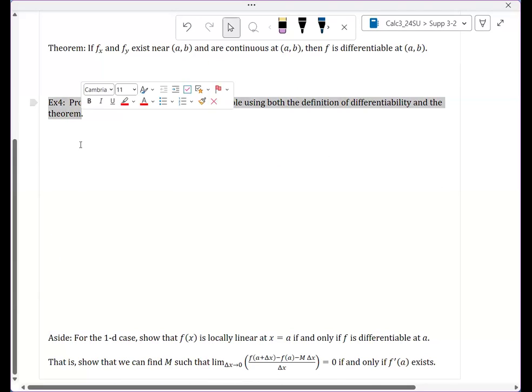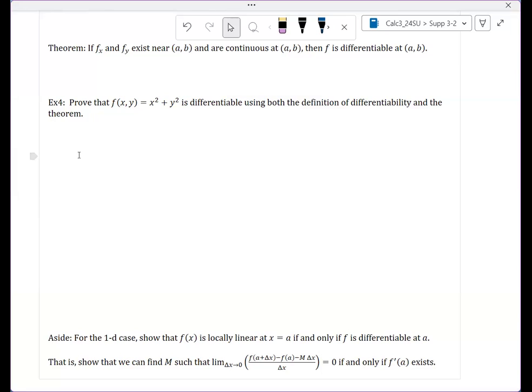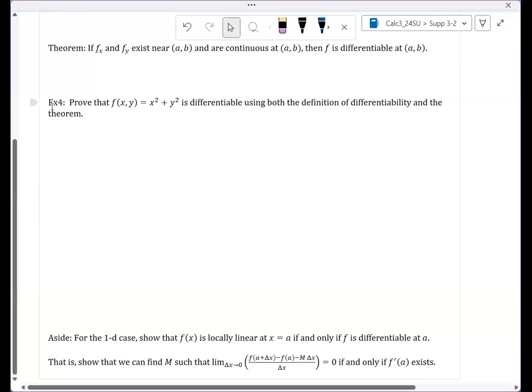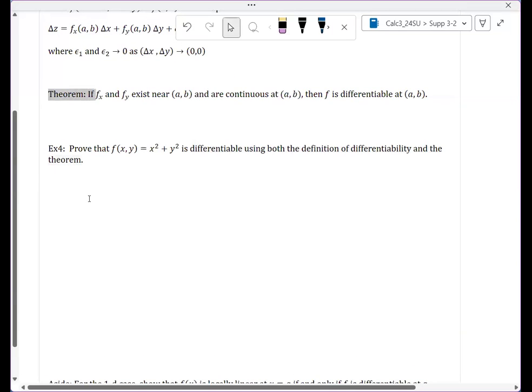Okay, so this was example 4 from the lecture. So if you wanted to slot this into the lecture, that's where it would go between examples 3 and 5. So example 4, prove that f of x y equals x squared plus y squared is differentiable using both the definition of differentiability and the theorem up here.